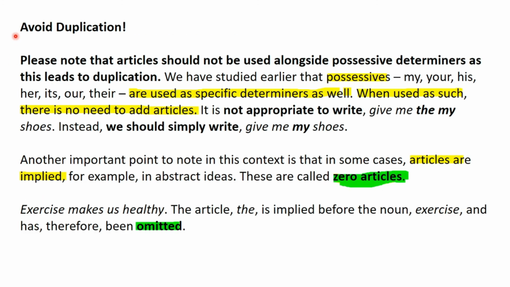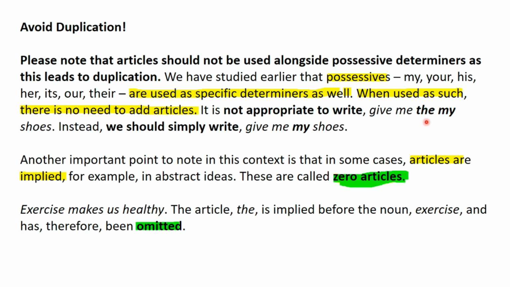Now there is a caution here: avoid duplication. We have studied that possessive determiners are used to modify noun phrases. My, your, his, her, its, our, their. And when we use possessive determiners to modify noun phrases, we should not add articles to them, because this leads to duplication. For example, you cannot say give me the my shoes. All you have to say is give me my shoes, because adding articles to such an expression would make it grammatically incorrect.